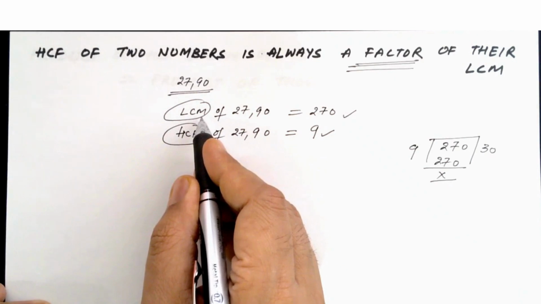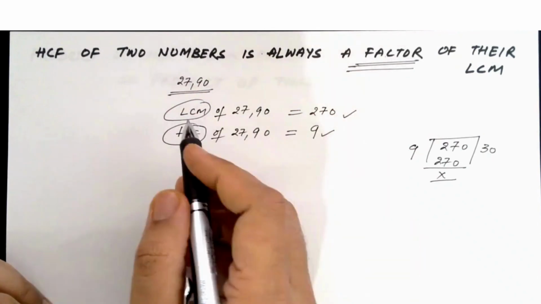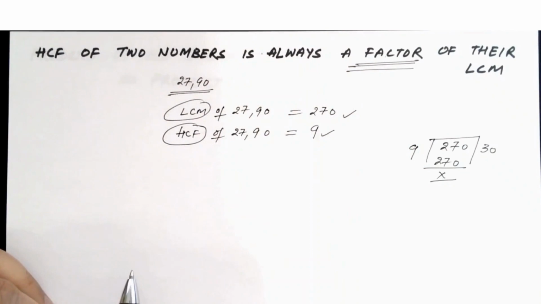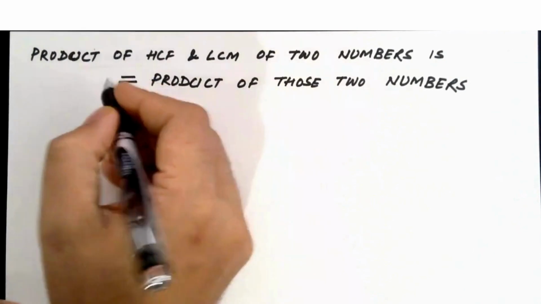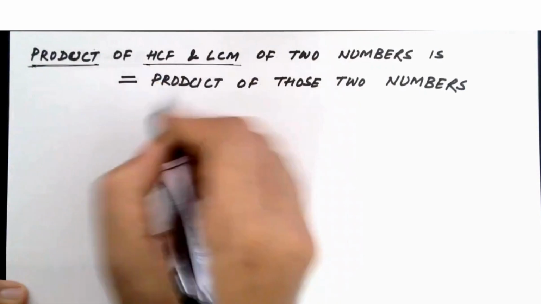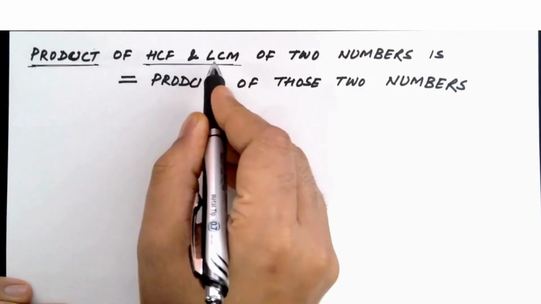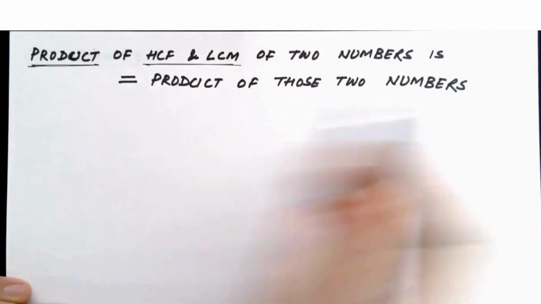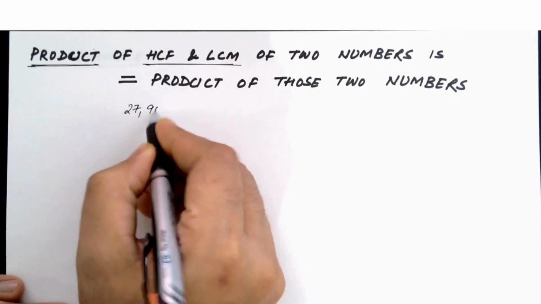So this is one of the important properties, and this is a kind of relation between the HCF and LCM of two numbers. And now this is the most common property, the most important property of HCF and LCM of two numbers. Basically what it says is that the product of the HCF and LCM of two numbers is equal to the product of those two numbers. So now you take the example of again 27 and 90.